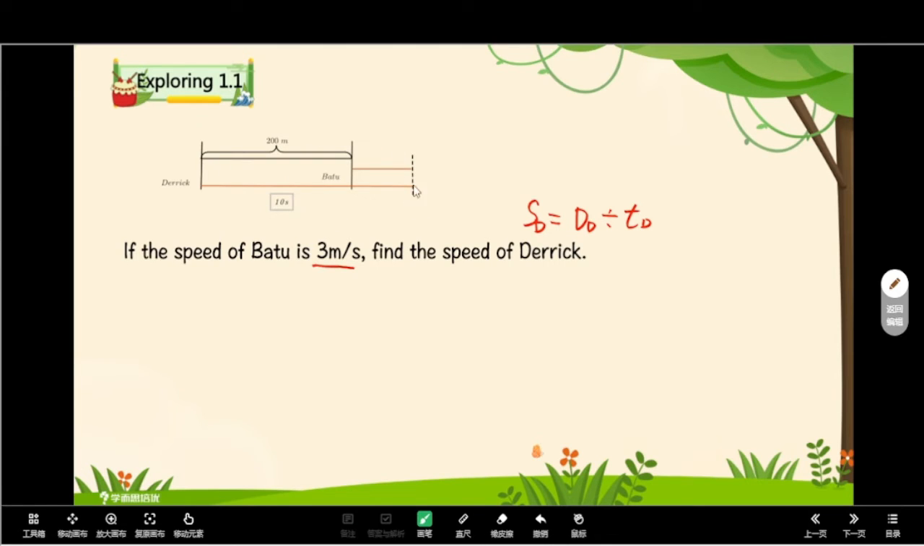In this diagram, we can know that from place A to place B, Derek traveled 200 meters, and the speed of 巴图 is 3 meters per second. So observe from the diagram, the distance that Derek has traveled is from this place to this place, right? That means the distance of Derek equals the distance between A and B plus the distance that 巴图 has traveled, right? This piece of distance is the distance that 巴图 has traveled.